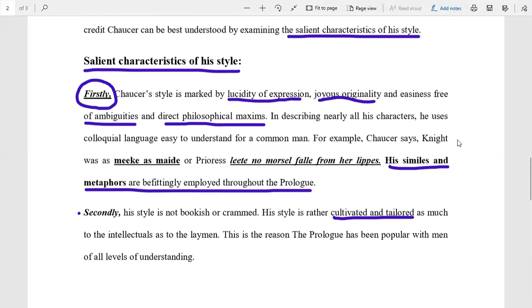The main or salient features, the salient characteristics of his style: the first one we have already discussed, that his narrative has lucidity of expression. He has clearly expressed whatever he wanted to, and there is a joyous originality in his portrayal of his society and characters. So far as ambiguities are concerned, there is no ambiguity. He has clearly put before the readers a clear picture of his age. Then his use of similes and metaphors is there.